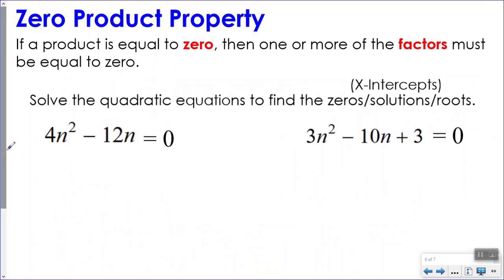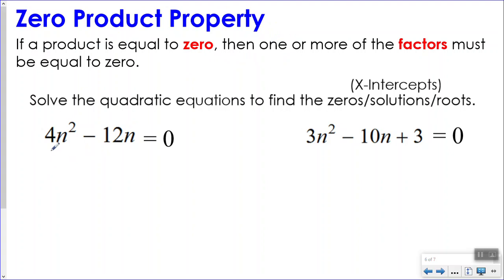Now, one of the reasons we do this is because it creates simpler equations that we can use to solve for the value of our variable. The zero product property is exactly what its name tells you. That is, that if a product is equal to 0, then one or more of the factors must be equal to 0. So if we break a polynomial down into factors, we can then very easily solve for the value that makes each of those factors 0.